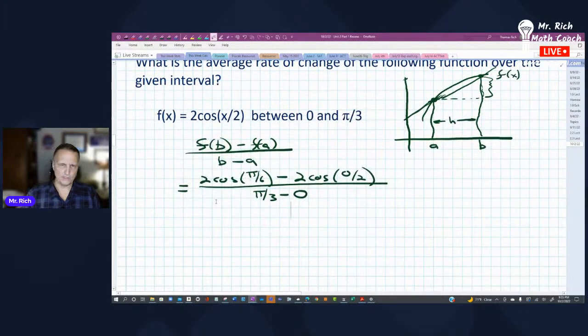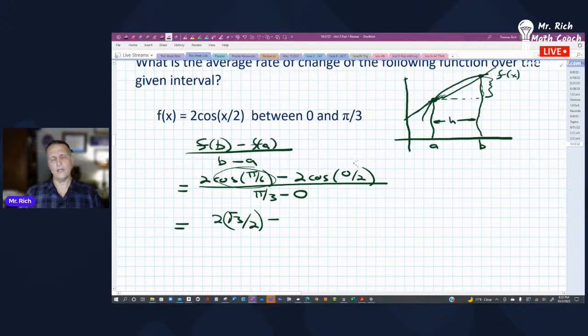So that expression there is the average rate of change. It would be the slope of the secant line that goes between x equals 0 and x equals pi over 3. Well, we can go ahead and simplify this, because on our unit circle, we know that that's going to be root 3 over 2, right? So this is 2 times root 3 over 2.